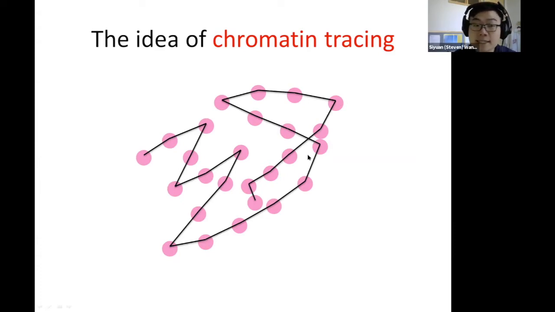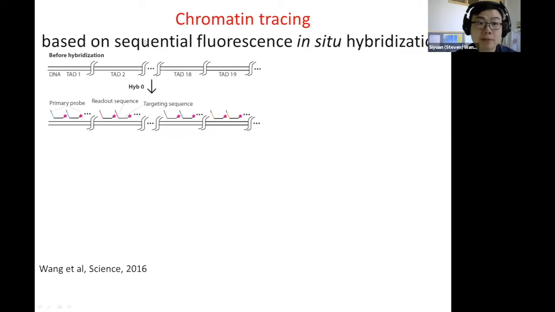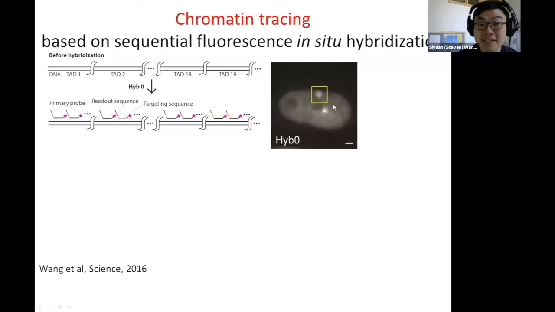To realize this design, we developed this technique based on multiplex sequential FISH. Here, to trace all 34 TADs along human chromosome 21, we first label all the TADs with a library of oligonucleotide probes, labeling the center 100 kb positions of all the 34 TADs. At this stage, if we do 3D fluorescence imaging, we see these two patches of fluorescence on top of the nuclear background, and this corresponds to the two copies of chromosome 21 in this diploid human lung fibroblast IMR90 cell line.